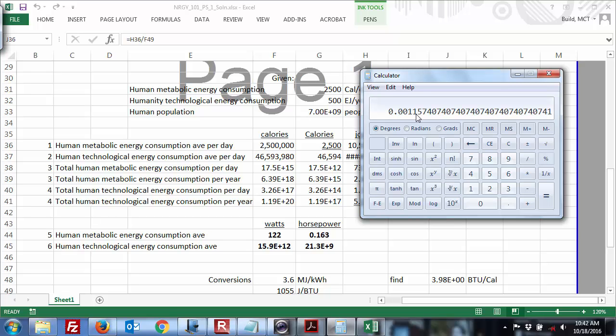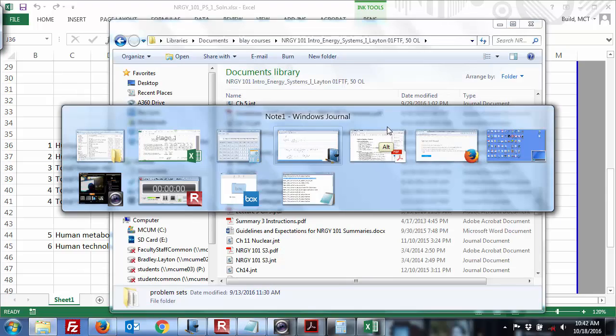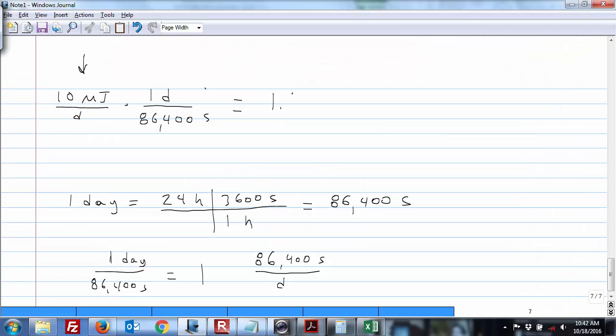Oh, I'm sorry, I skipped a 1. So 1.157, yeah, there we go. Let's just write it that way. 1.16 then if you wanted to. Yeah, 1.16. Okay. 1.16 times 10 to the minus 3rd. And that's megajoules per second.